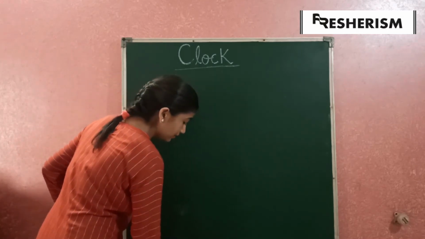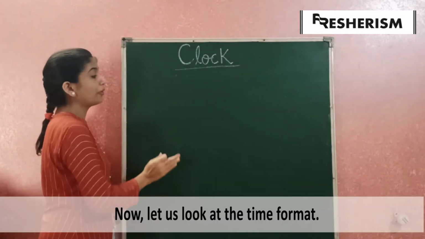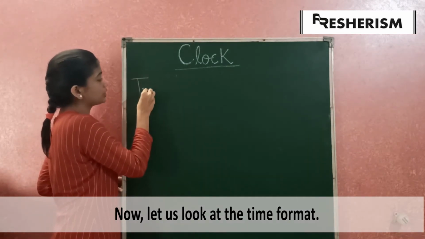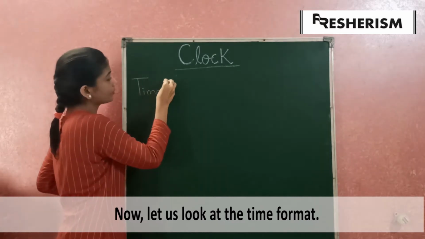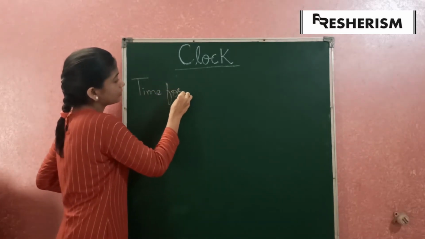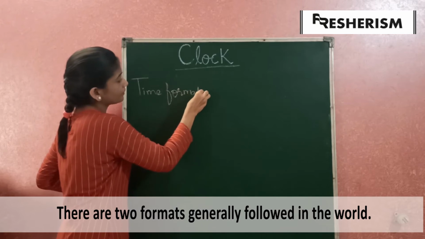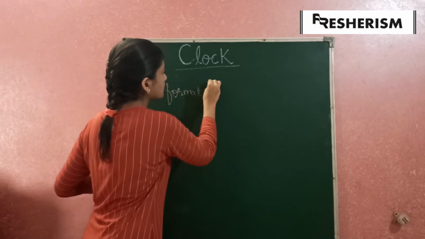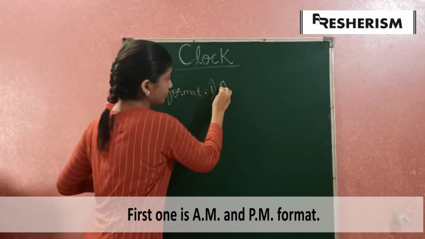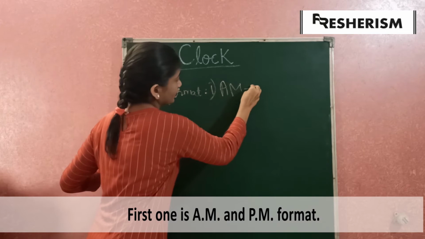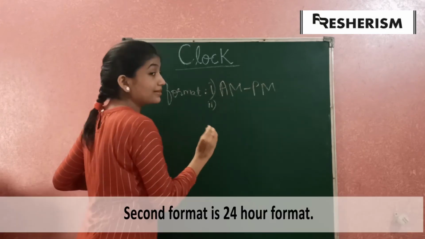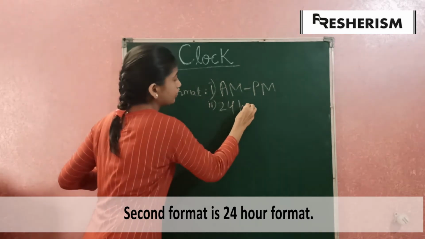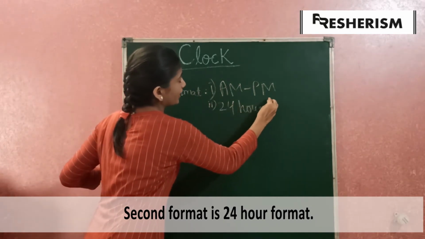Now let's see the time format. All might be aware of the time format. There are 2 formats usually followed in the world. The first one is AM PM, and the second one is the 24-hour format.